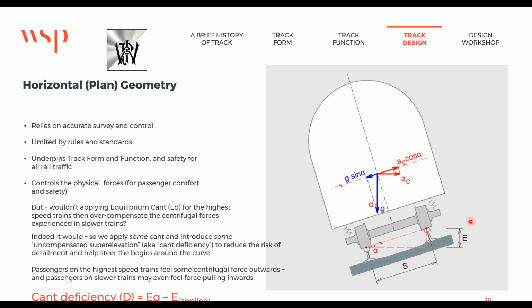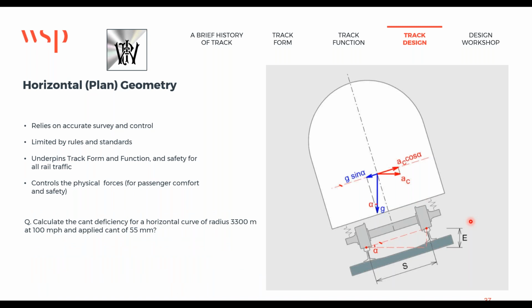So passengers on high-speed trains might feel some centrifugal force outwards, and passengers on slower trains may even feel some force pulling inwards. But we're trying to strike a balance between trains travelling at 110 miles an hour, say, and freight trains travelling at 60 miles an hour. And trying to get the wear on the rails, the wear on the wheels kind of even. So cant deficiency, or D, is the equilibrium cant, EQ, minus E applied, whatever we apply.